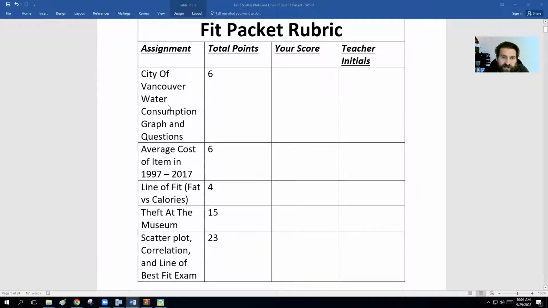There's the first assignment, which is the City of Vancouver's water consumption graph and questions here. You can see 6 points here. When you guys get that done, just let me go through, I'll grade it, I'll initial it when you get it done to kind of keep track of things. You technically don't need to have my initials, but it's a good way since you guys will be turning in this packet all at once. But if you want to keep track as you go through this packet, have a little count, be like, okay, did I get that done? Did I get that right? And then I'll put your score here.